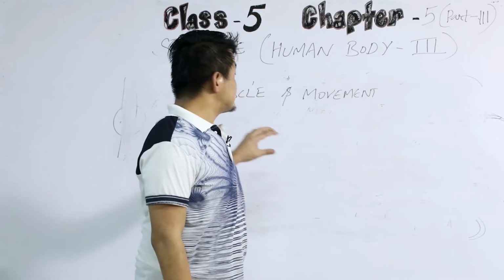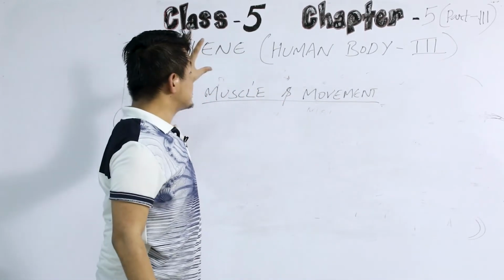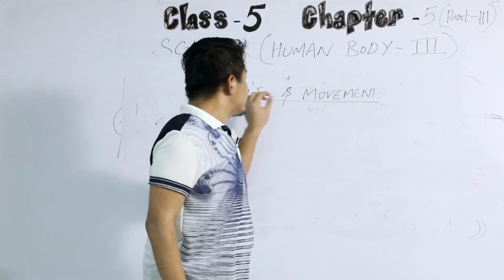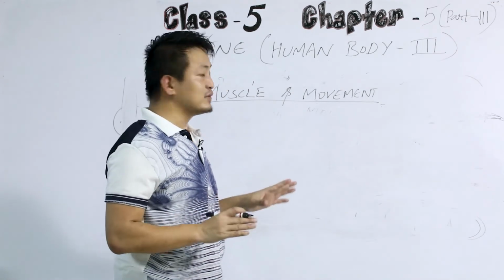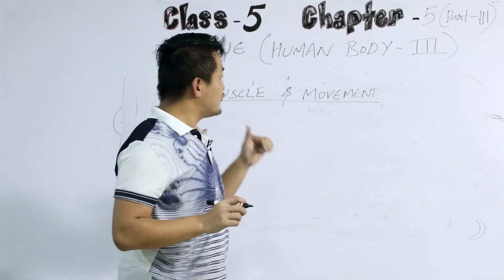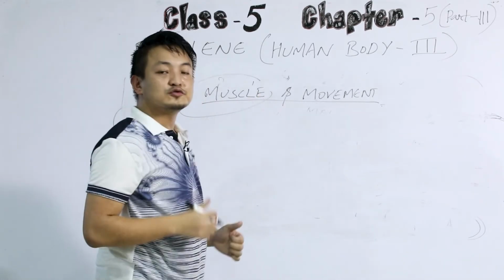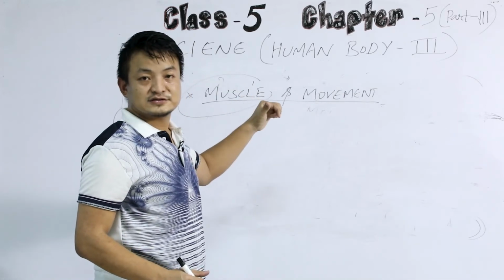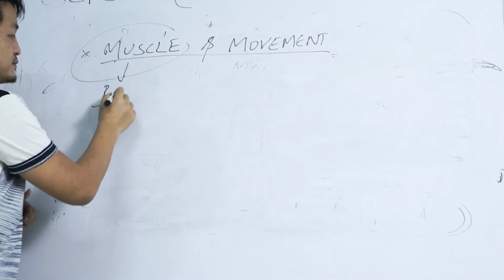Okay, so students, our last topic for today would be muscles and movement, okay. This is the last topic for this chapter as well. Now, students, without muscles, we cannot move, okay. Human bones alone are not sufficient for walking or for moving. It is because of muscles that we are able to move, okay. Now, muscles are attached with the bones. Clear? Muscles are attached with the bones.